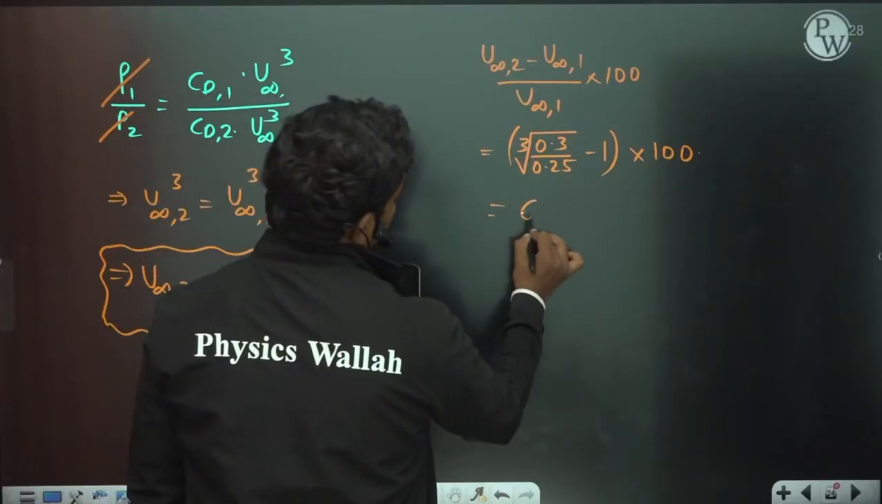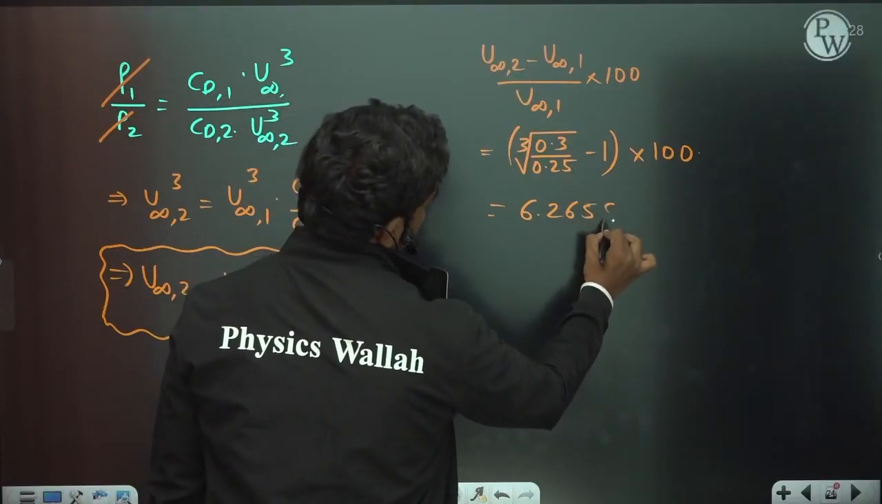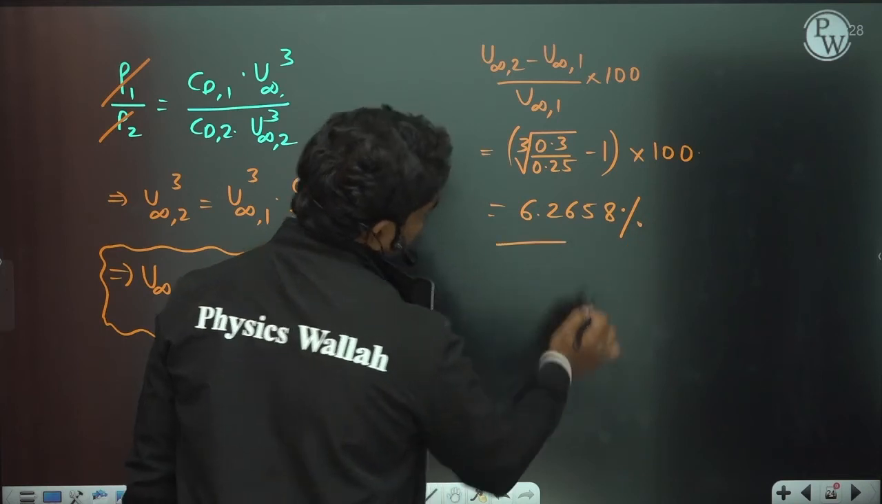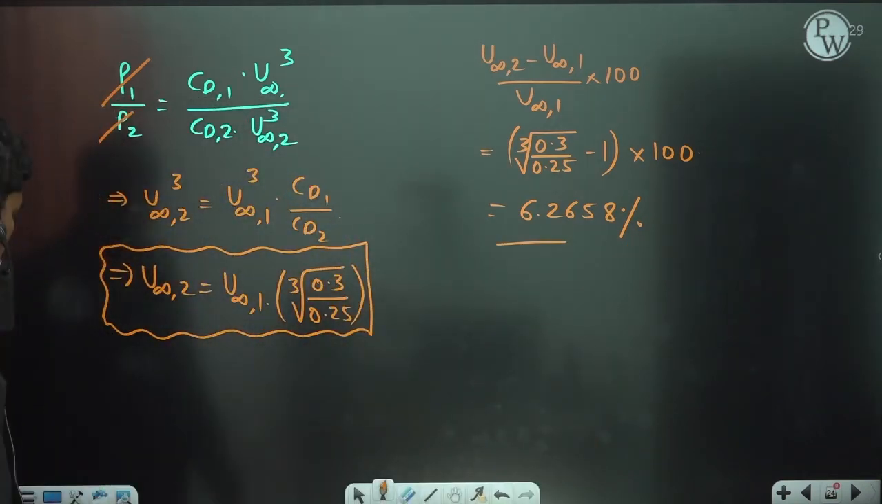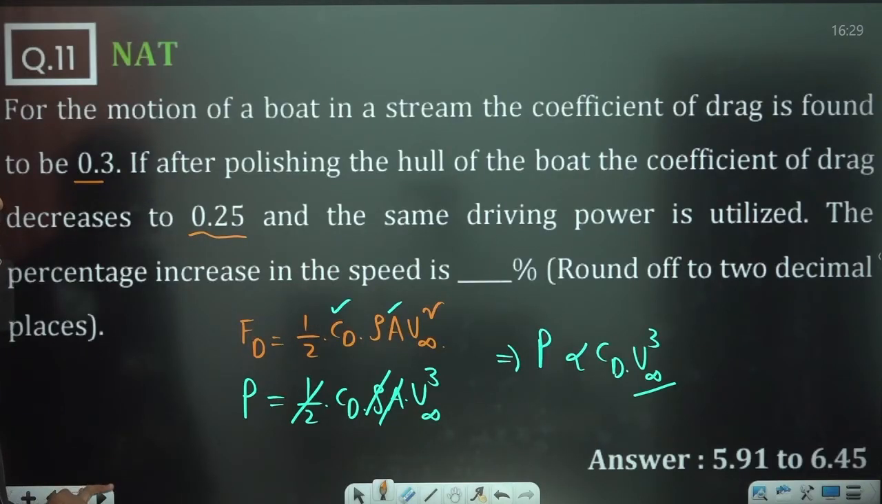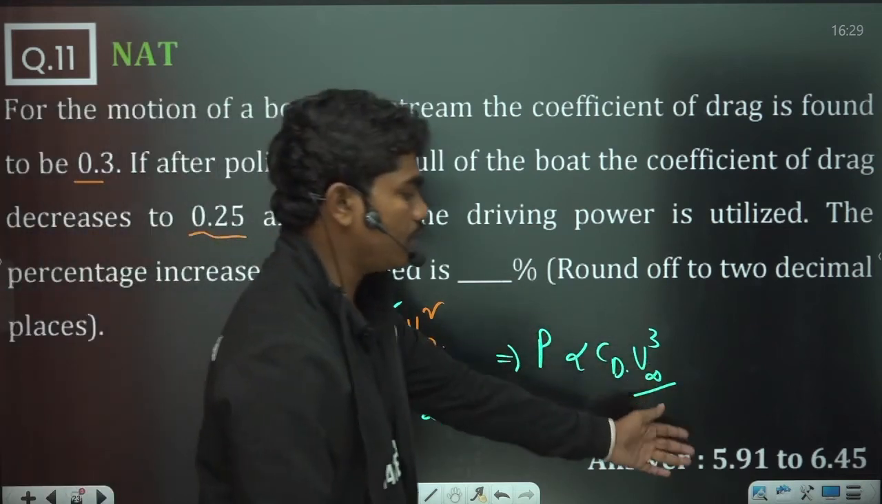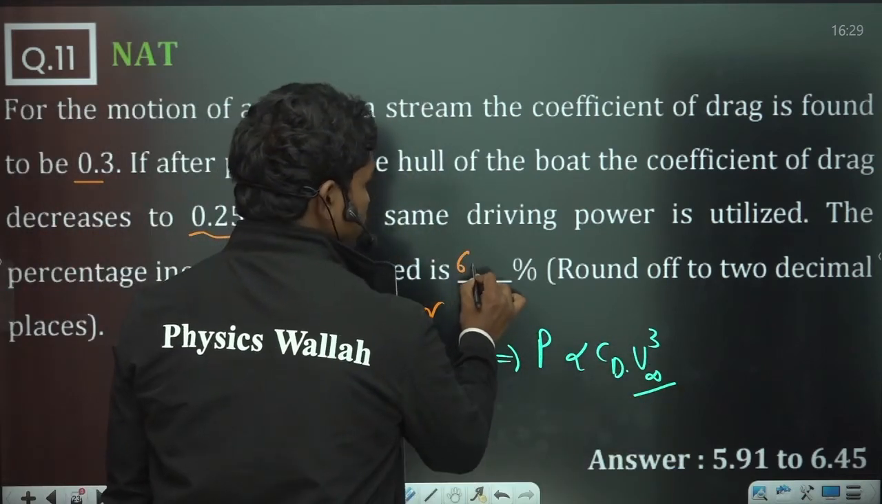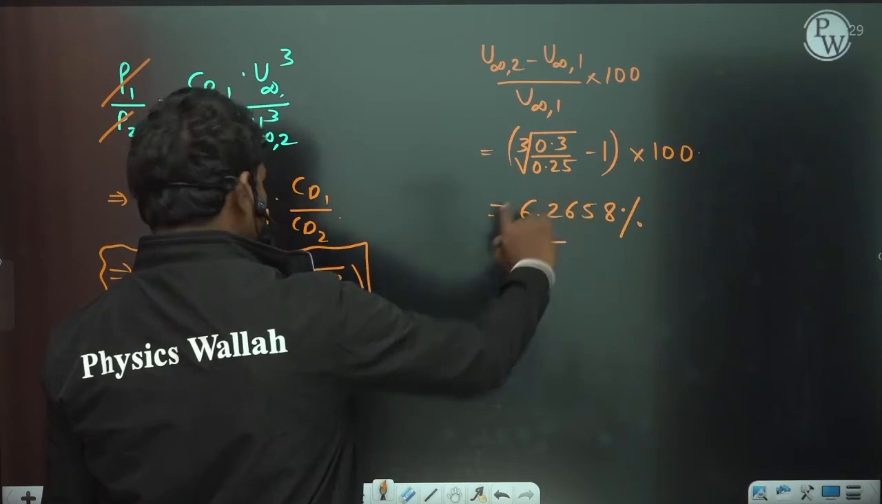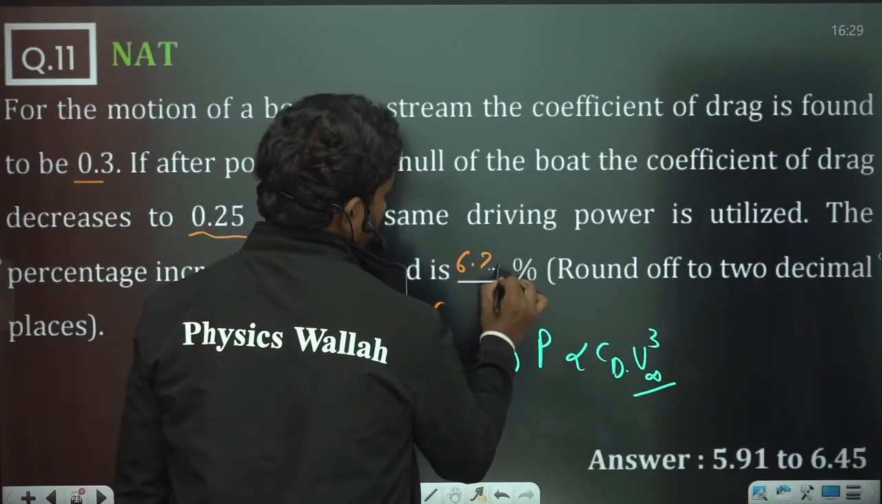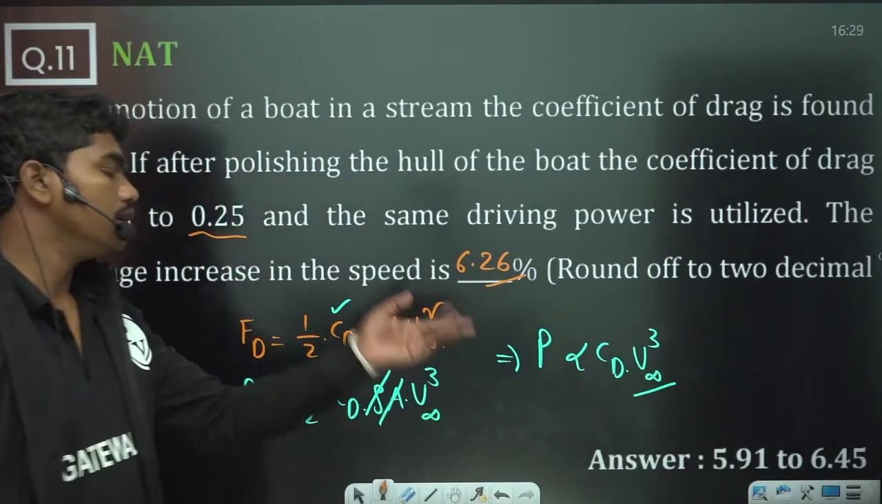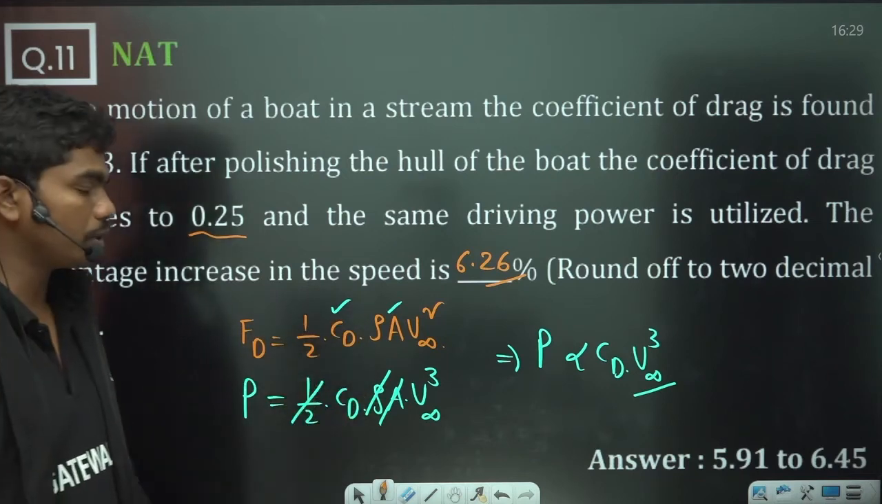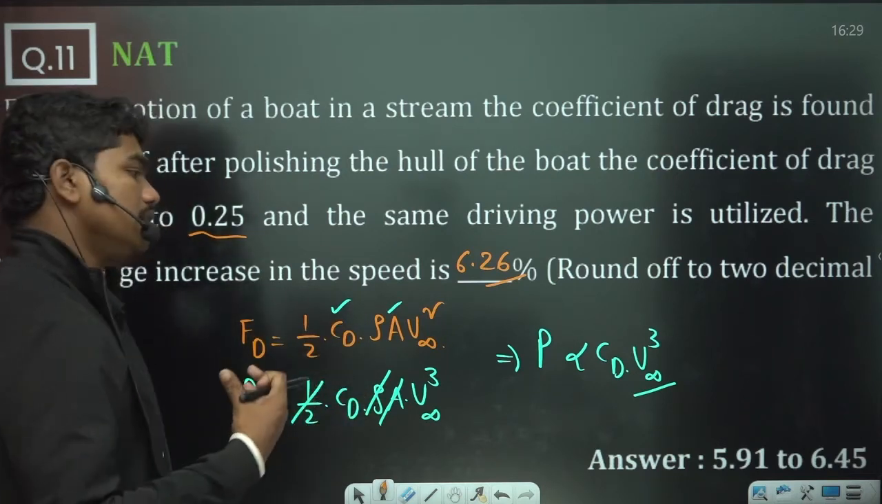6.2658. So 6.2658% is the increase in the velocity of the boat. Rounding off to 2 decimal places, what is the third decimal? 5. So this is an even number, so 6.26% is the percentage increase in the velocity of the boat for the same driving power that is supplied to the boat.